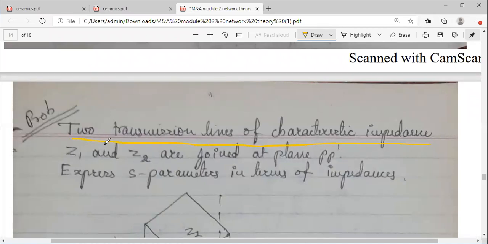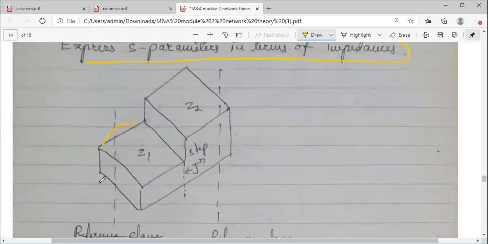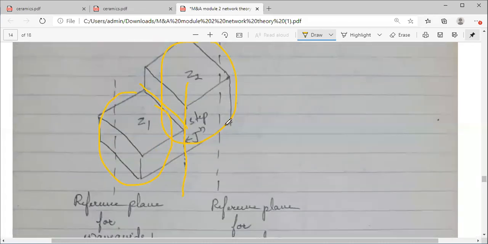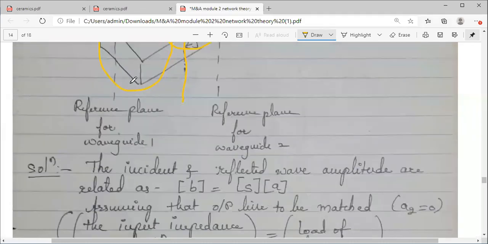Two transmission lines of characteristic impedance Z1 and Z2 are joined at plane PP dash. Express the S parameters in terms of impedances. Okay, you can see the figure. Here this is one waveguide, this is the other one; the sizes of both are not the same, so a step-like form has formed. So here a mismatched condition will arise, right? Under this condition, assume this is your PP dash plane, where both are joined. This is a junction where both waveguides are joined. For this, you have to find the S parameters.